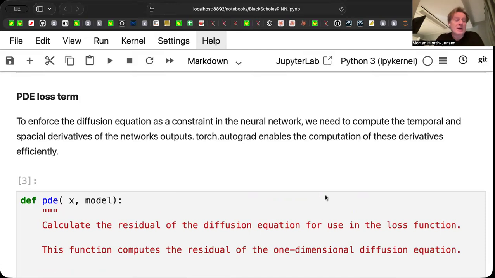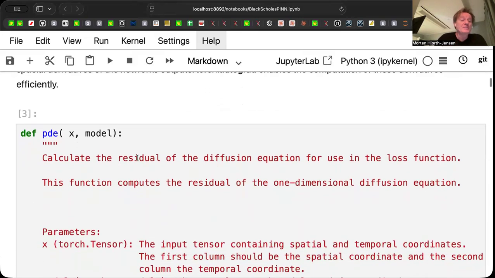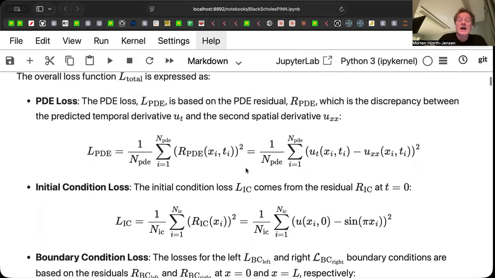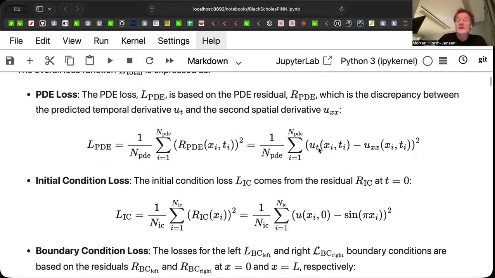So what we are going to do now is to first look at the loss term, which actually needs the derivatives. And what we have then is the need to calculate the residual of the diffusion equation, which then enters the loss function. So let's quickly repeat the expression which we would need to have the derivatives of, and that is this expression which you see here.